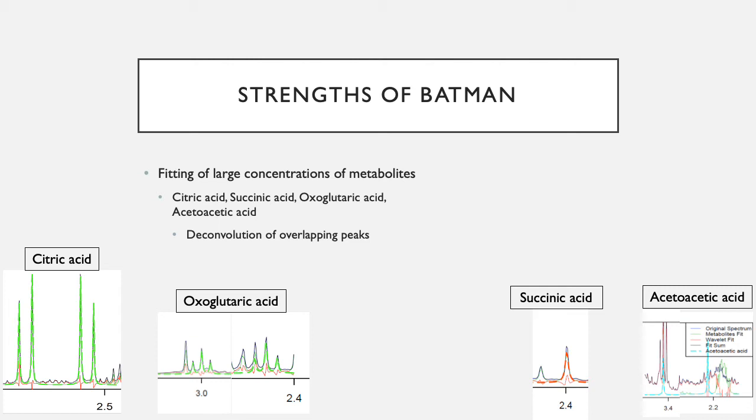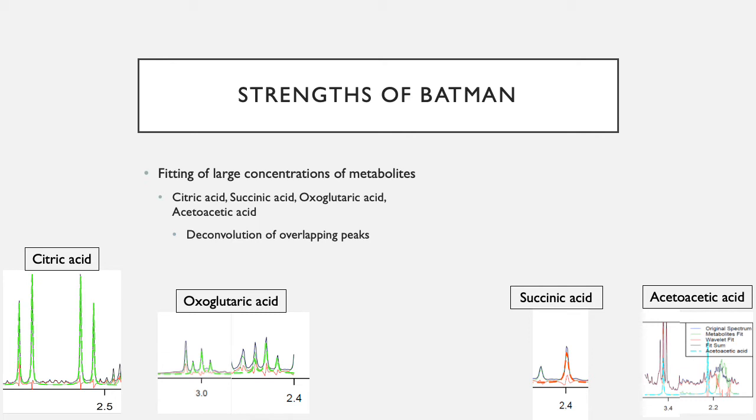Some of the strengths of this program are in fitting large and small concentration metabolites. Large concentration metabolites such as citric acid, succinic acid, oxoglutaric acid, and acetoacetic acid are fit very well and fairly easily by the Batman software package, as seen in the spectra shown on this slide for the metabolites.